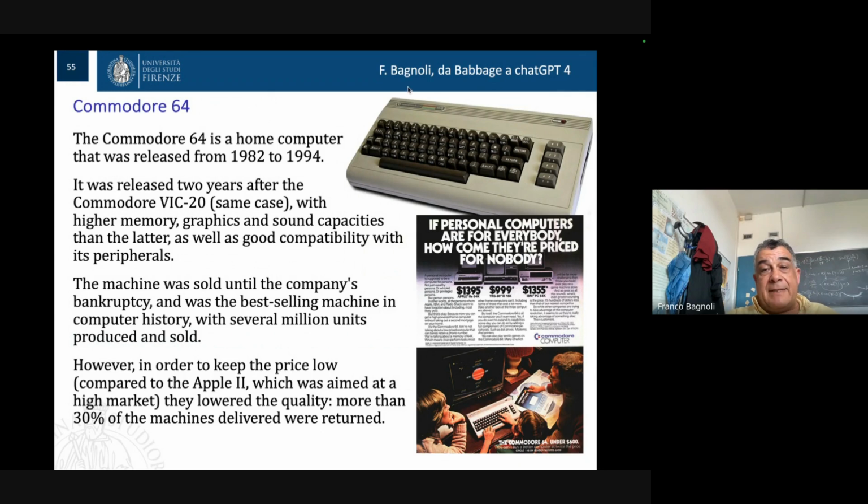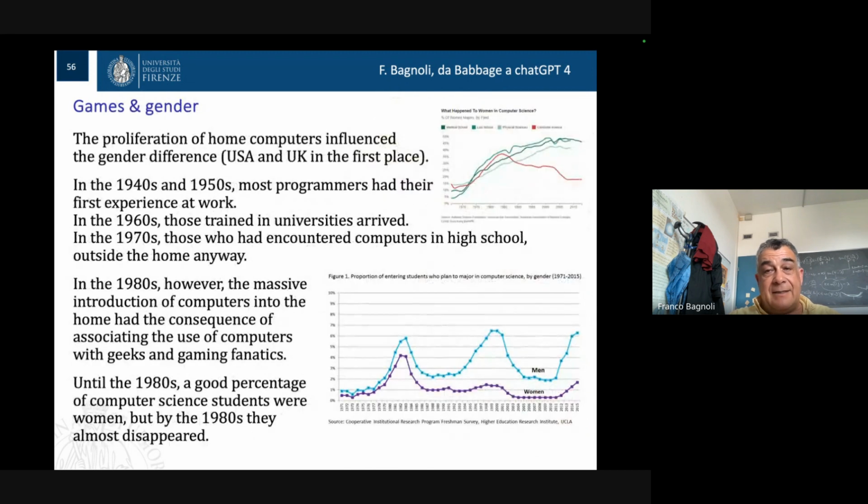And the problem is that if the competition is for the home market, you had to keep prices low, and this means lowering the quality. While the Apple II was aimed at the high market, so it had a very high standard, it was reliable and so on. You see that more than 30% of machines delivered had to be returned because of something that did not work. And clearly, at the end, this makes the difference.